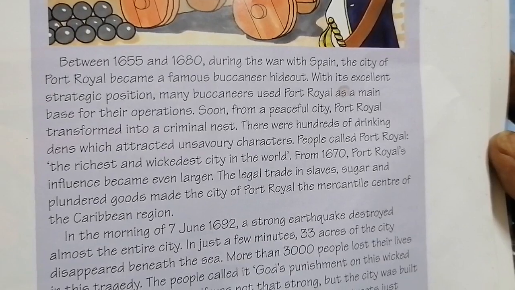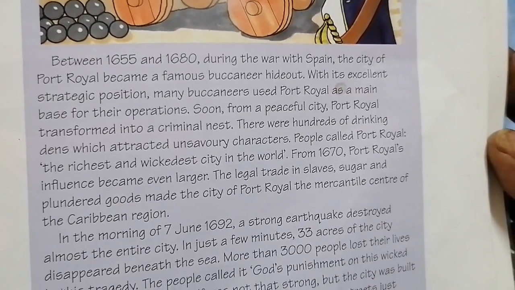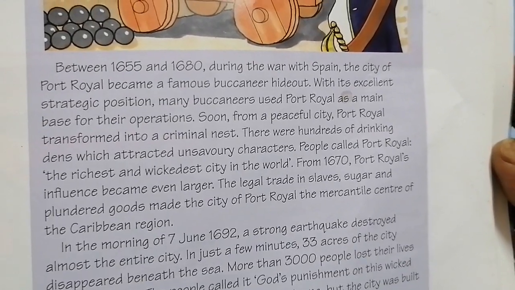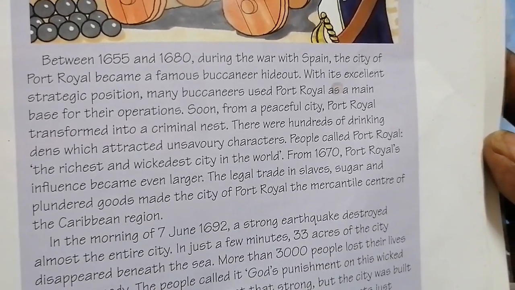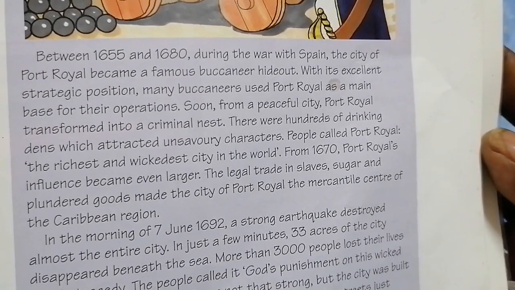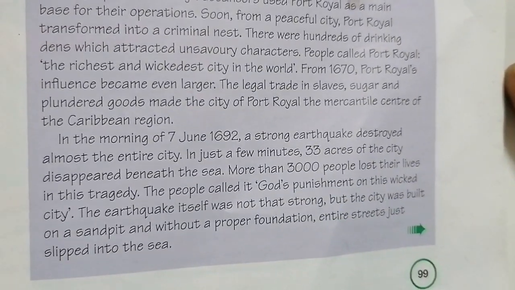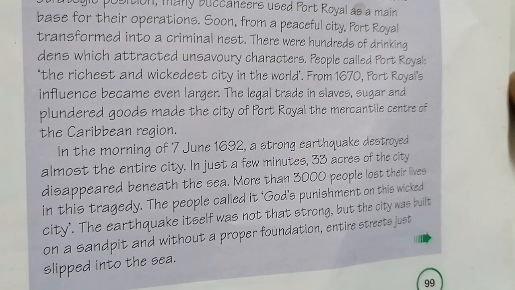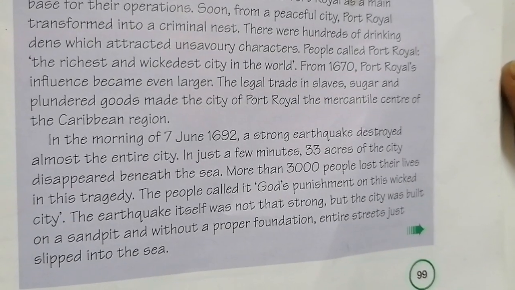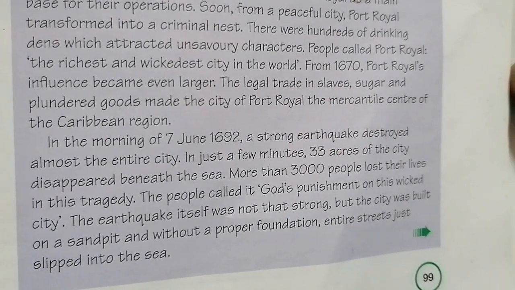From 1670, Port Royal's influence became even larger. The legal trade in slaves, sugar, and planted goods made the city of Port Royal the mercantile center of the Caribbean region. On the morning of 7th June 1692, a strong earthquake destroyed almost the entire city. In just a few minutes, 33 acres of the city disappeared beneath the sea.